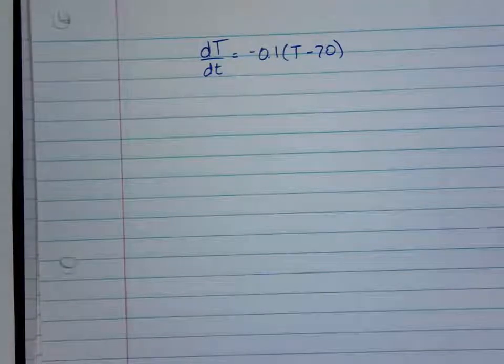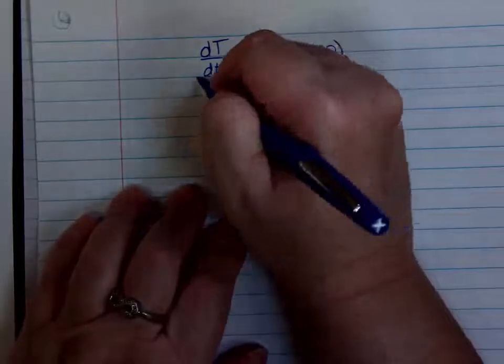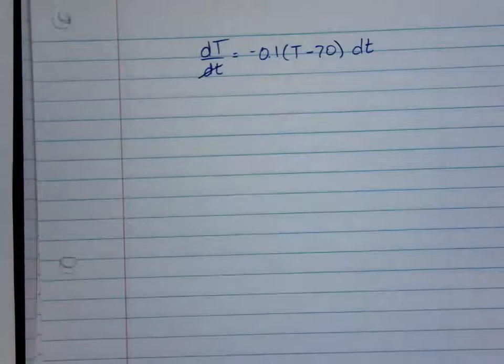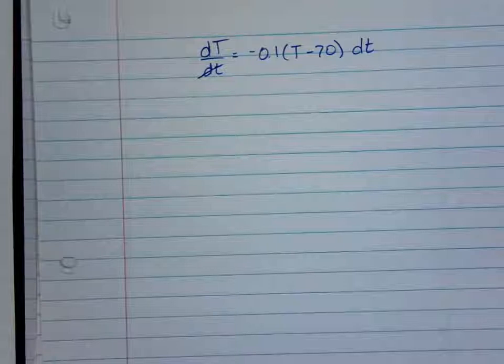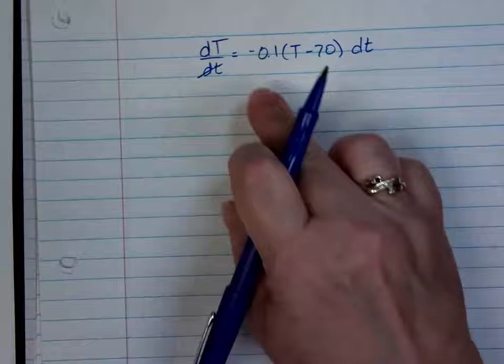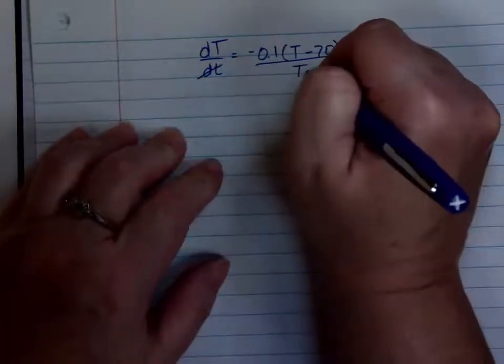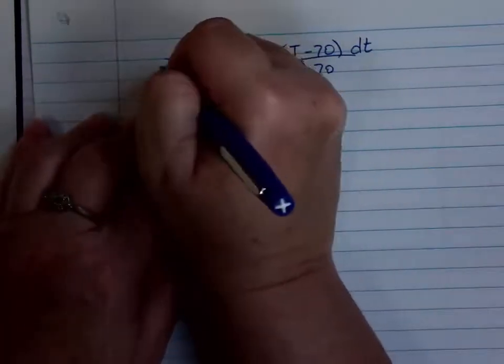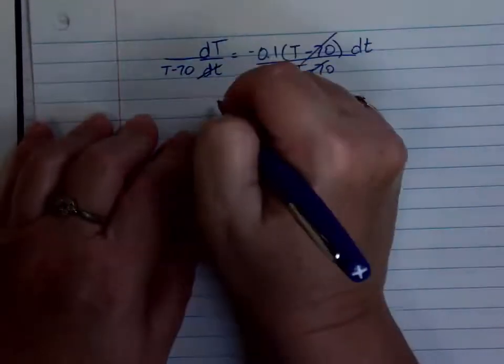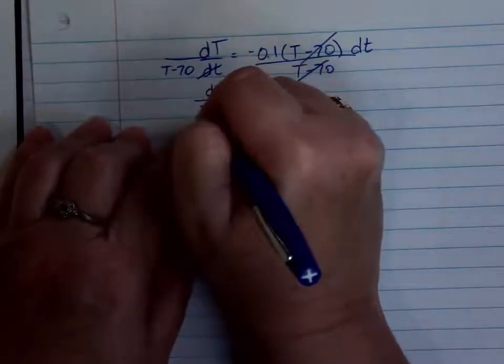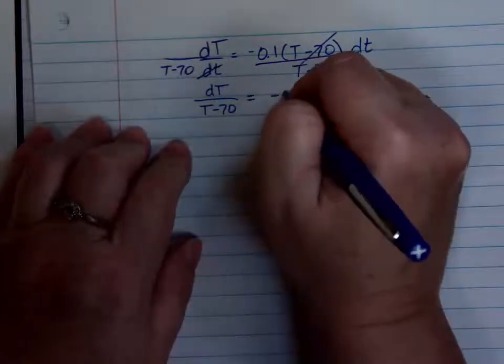Okay, so we need to separate the variables. So which dt should I move? You always move the bottom one. Always. So mark out dt, little t, and move it over there. Okay. Now, the T minus 70 is one unit. It has to move together. So I need to divide it off, but the 0.1 can stay there, and it's best if it does. It's going to make the integrating much easier. So now I have dT over T minus 70 equals negative 0.1 dt.